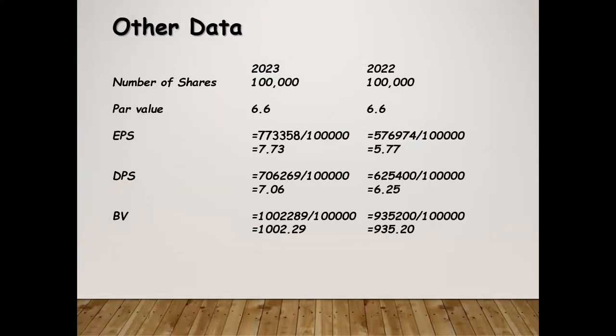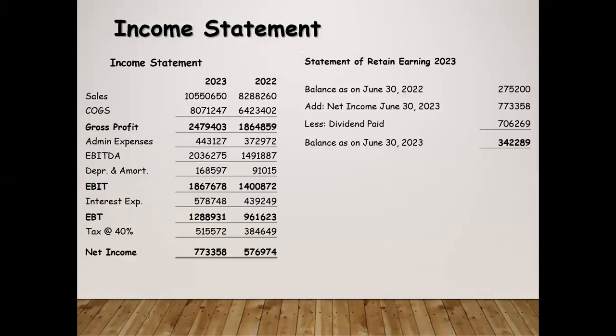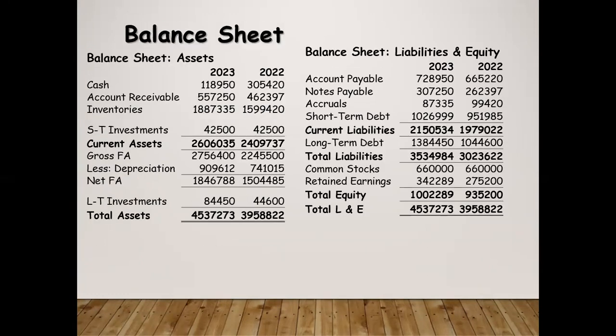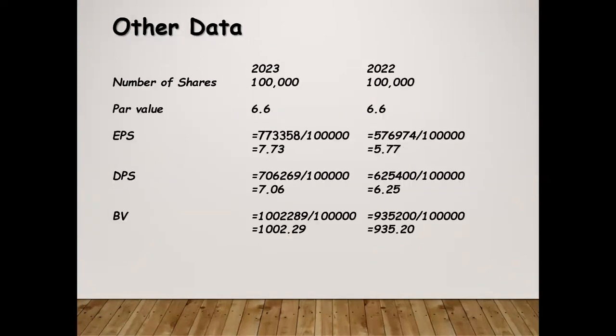Now, here is some data. The number of shares is 100,000. Par value per share is 6.6. You can also have a look at the common stock. Common stock is 660,000 and the number of shares is 100,000. If you divide 660,000 by 100,000, you will get the par value that is 6.6 per share.